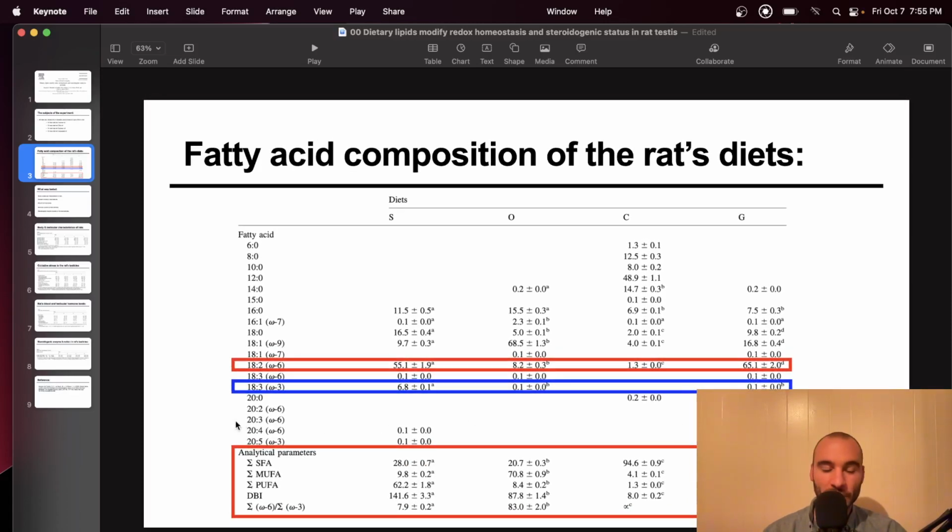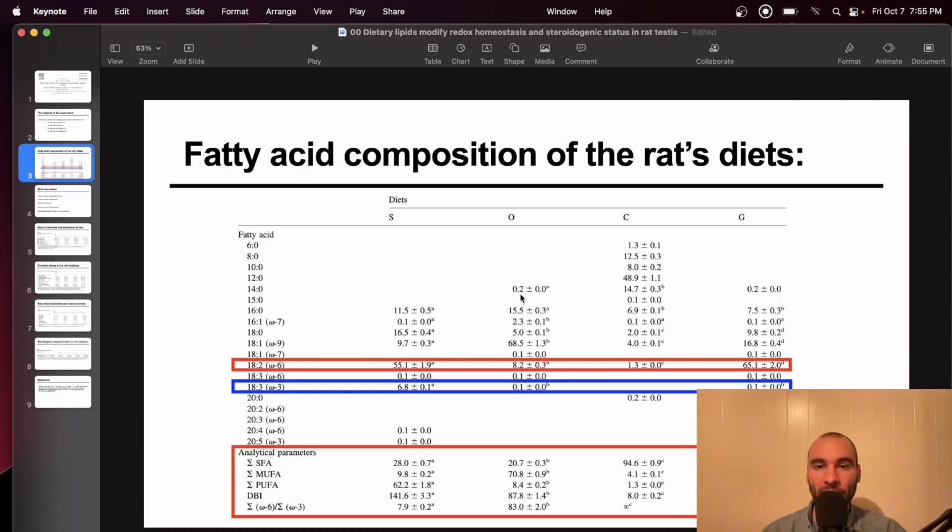Now, if we slide down to the bottom, you'll see this big red box here that I highlighted for you guys. What this shows is the sum of the different types of fats in the diet. So they have some saturated fatty acids, some monounsaturated fatty acids, some polyunsaturated fatty acids. And then basically each column corresponds to the diet title above. So basically what we're looking at is a very low PUFA, high saturated fat diet with the coconut oil diet coming in at 94.6% saturated fat, 4.1% monounsaturated fat, and 1.3% polyunsaturated fat.